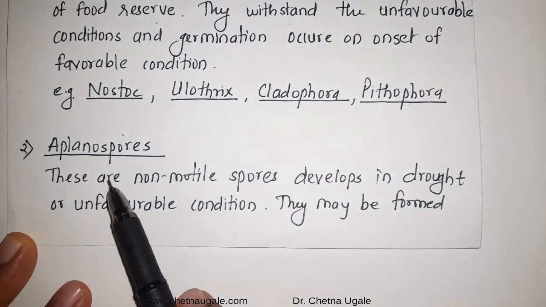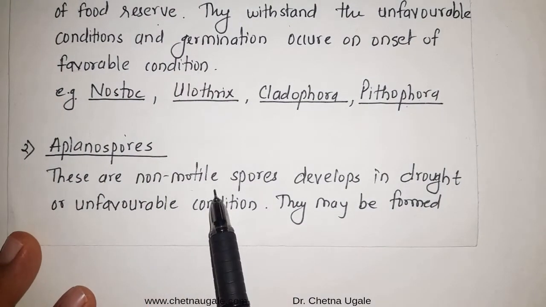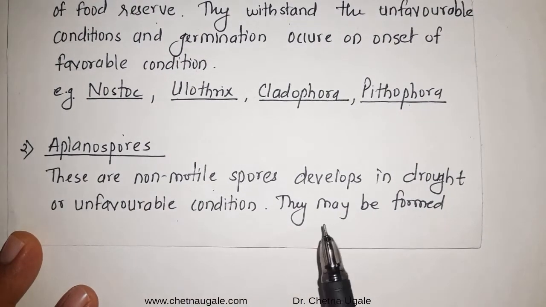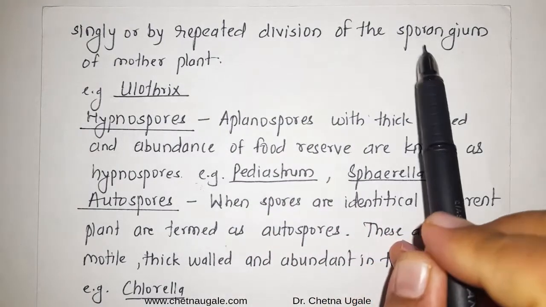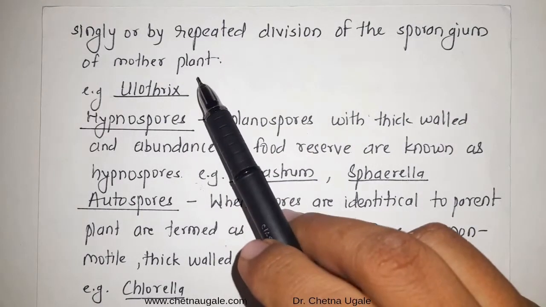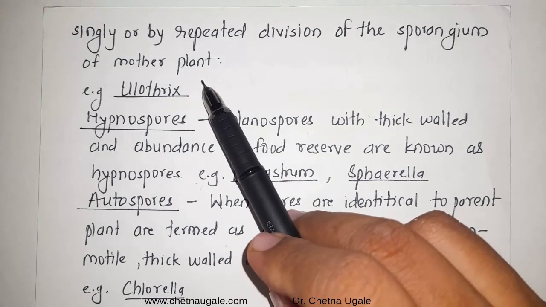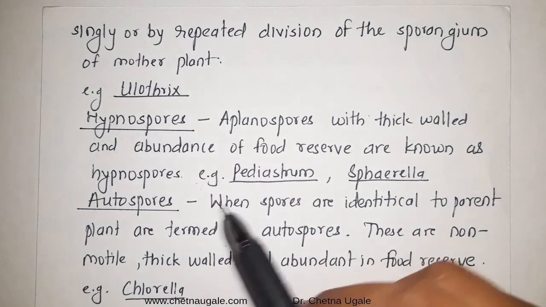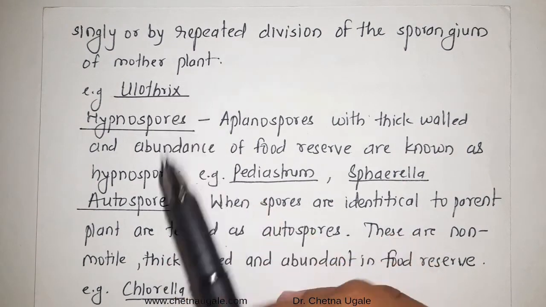Then the next one is the aplanospore. Aplanospores are non-motile spores, developed in a drought or unfavorable condition, and may be formed singly or by the repeated division of the sporangium of the mother plant. So particularly in aplanospore, these spores are non-motile and they form by the single or repeated cell division of the sporangium. The example is ulothrix.